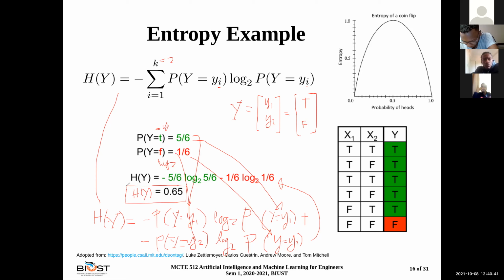What are the expected values? So log 2 in this case will always be 1, because it is based on probability. So it should be less than 1. Should be less than 1. Why?